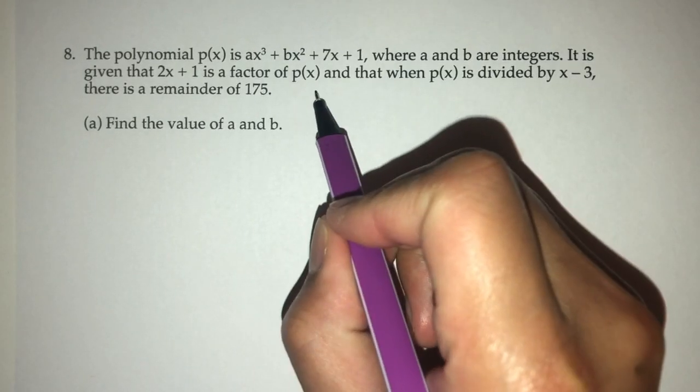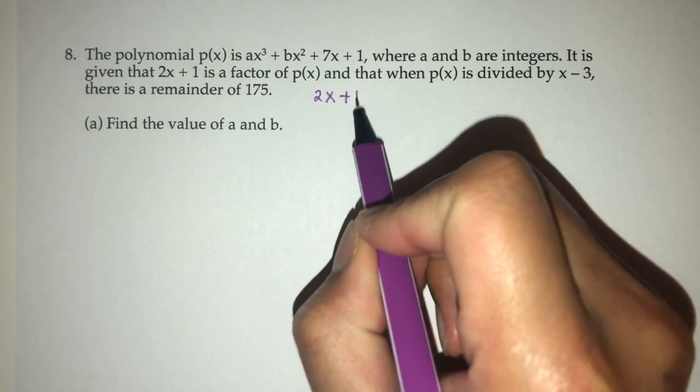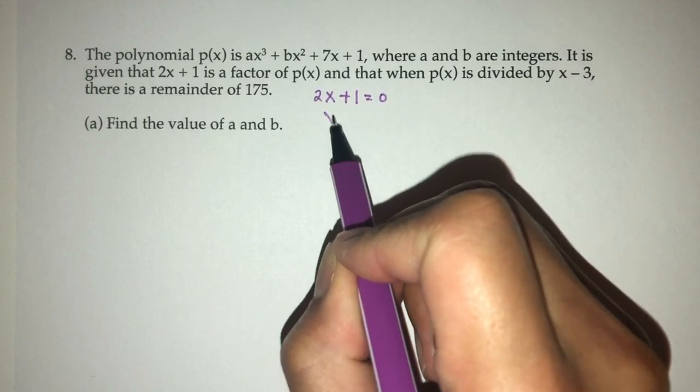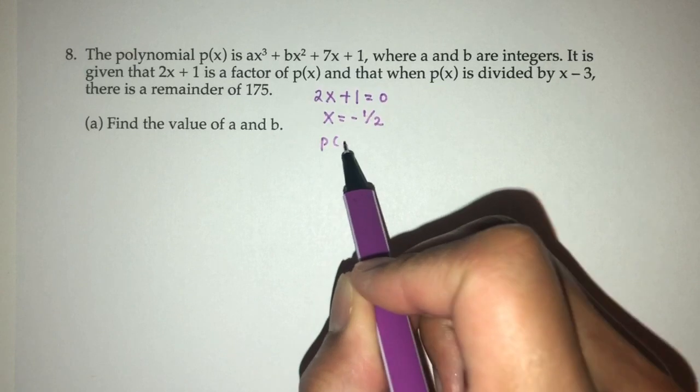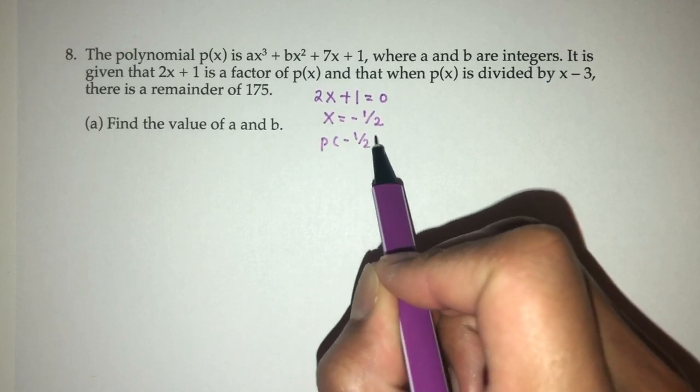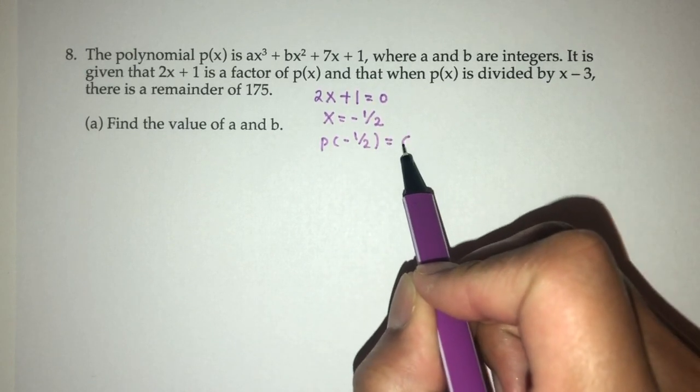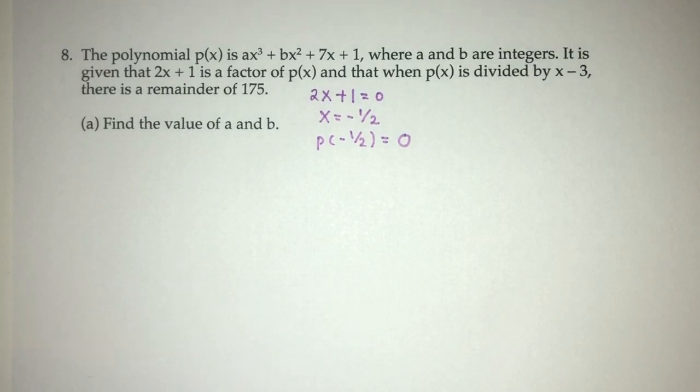So I understand that 2x plus 1 equates to 0. What is the value of x? X will be minus half. If you were to plug in the value of minus half into p, you should have a remainder of 0 because it is a factor of that equation. That will be my first piece of information that could be derived from that line.